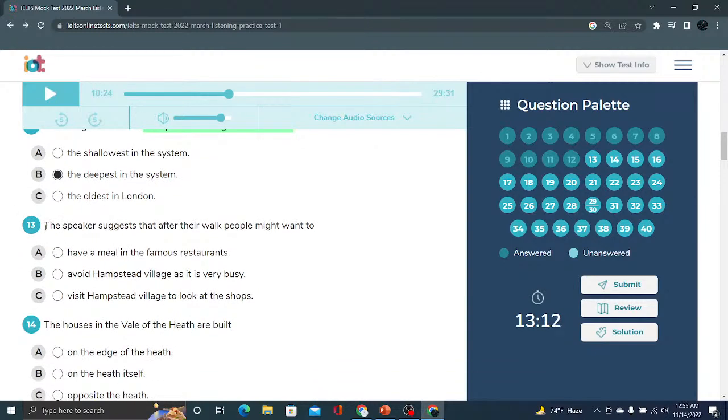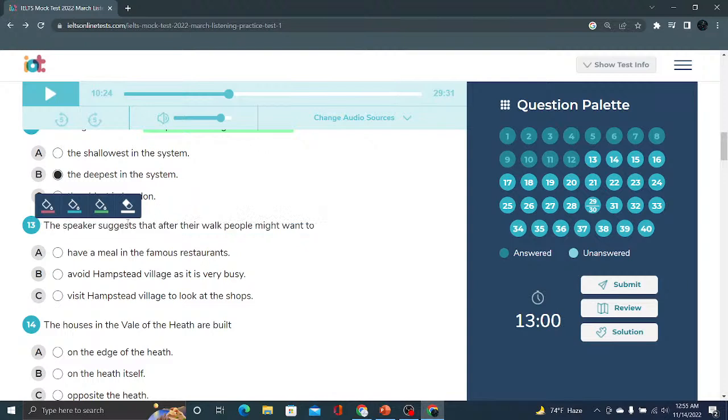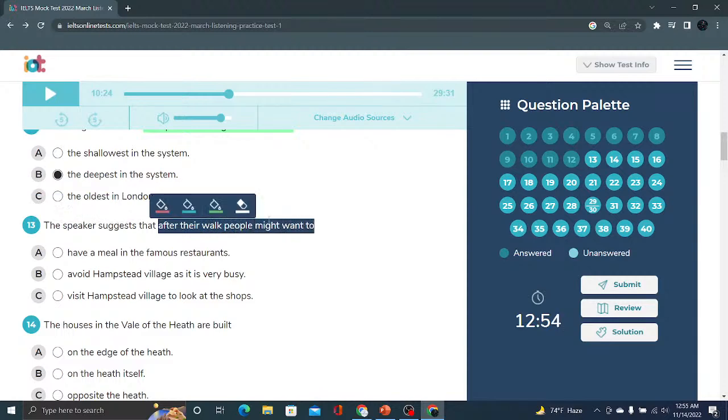The speaker suggests that after their walk, people might want to blah blah.